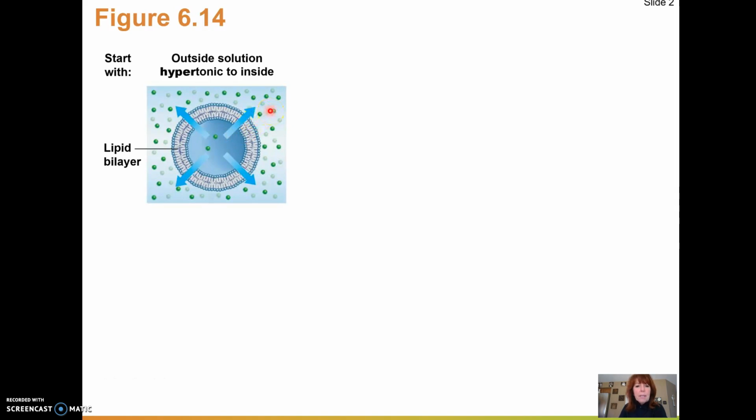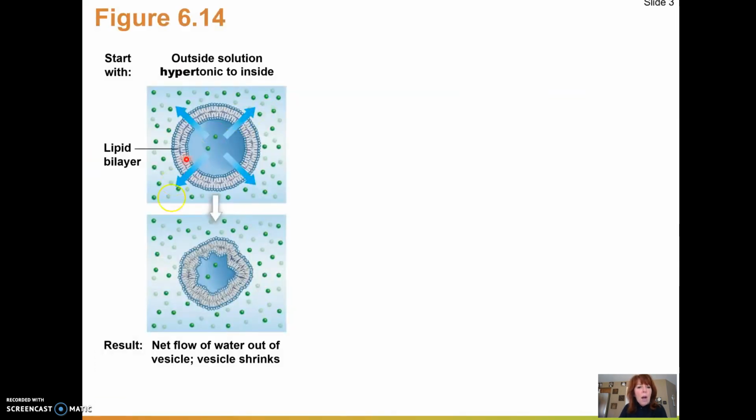And when that happens, the cell will begin to shrivel up and shrink because the water is no longer at a higher concentration inside. It's reached a balance. So in a hypertonic solution, a cell will shrink. In this case, they're calling it a vesicle, but your cells do the same thing.